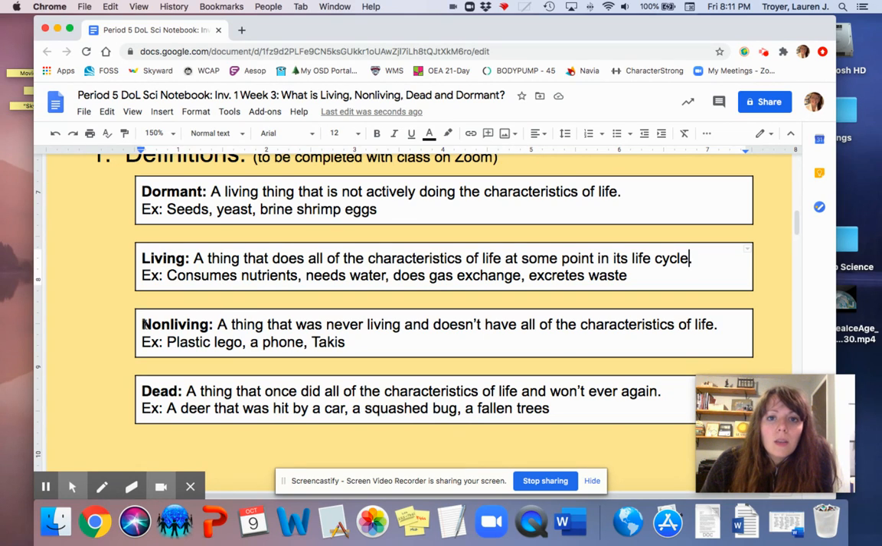A non-living thing would be something that was never living. So never did it do all the characteristics of life. It doesn't have a life cycle. Think like a rock. The kids came up with these examples in class: plastic, Lego, a phone, Takis, rocks. Things that are dead once did all the characteristics of life and they won't ever do them all again. Examples: a deer hit by a car, a squashed bug, a fallen tree.